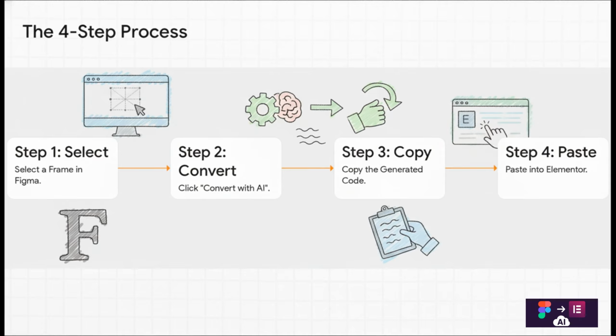And the process itself, it really couldn't be any simpler. It's basically a 4-step copy and paste job. You just select your frame over in Figma, you hit Convert with AI, you copy the code it spits out, and then you paste it right into Elementor. That's it. Your design is now a real page.